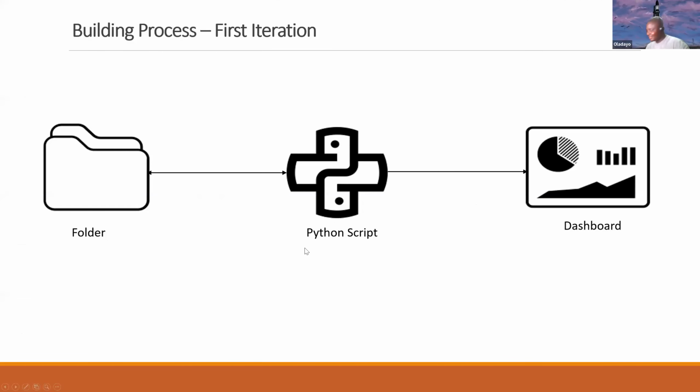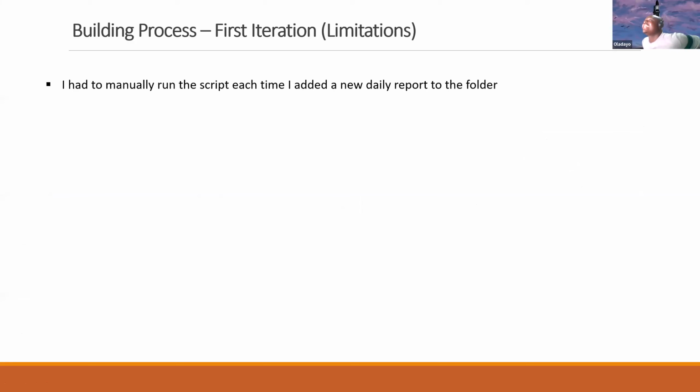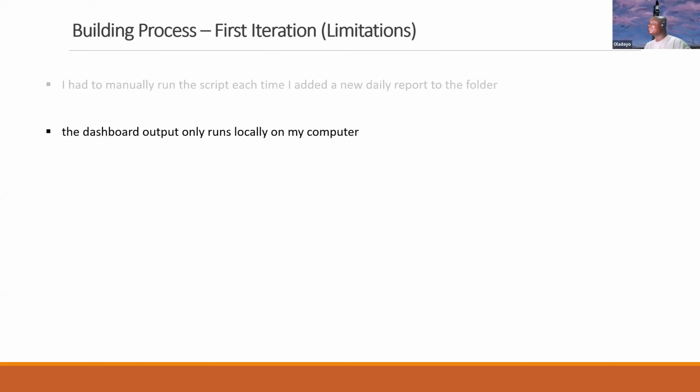Now, what are the limitations of the first iteration? I had to manually run the script each time I added a new daily folder. Remember, one of the things I set out is that it has to dynamically update itself. So anytime I put a new daily report into the folder, I have to run the script all over again so that it can update the data. Also, the dashboard output only runs locally on my computer, so it still hasn't met my requirement that I have to be able to deploy it so that I can share it.